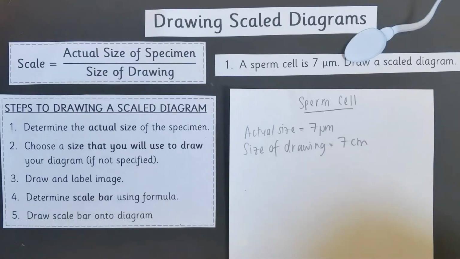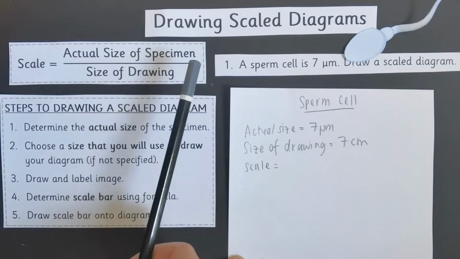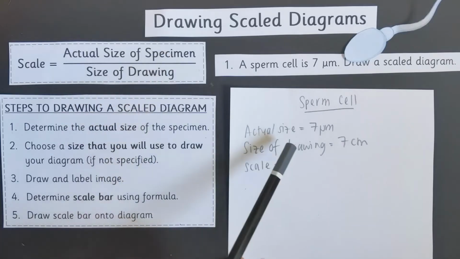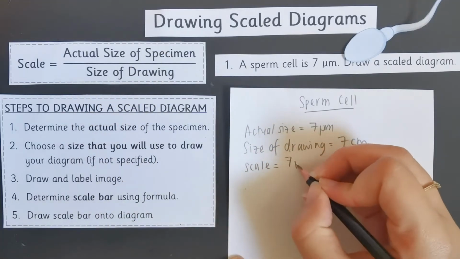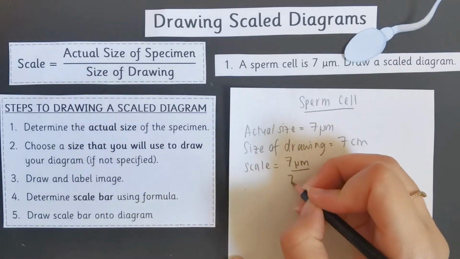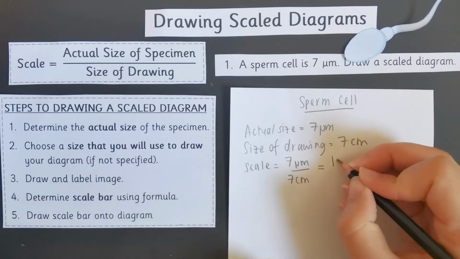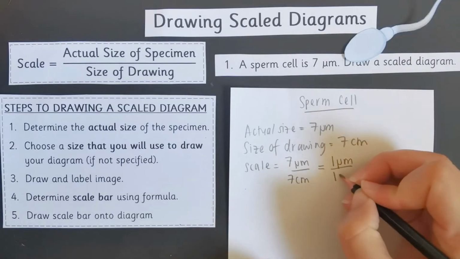Let's now skip to step 4. And we're going to determine the scale bar using our formula. So this is where our formula comes in handy. So the actual size of specimen divided by the size of drawing. So our actual size is 7 and the size of the drawing that we've chosen is 7 centimeters. So 7 divided by 7 is 1 micrometer over 1 centimeter. We just simplify it.